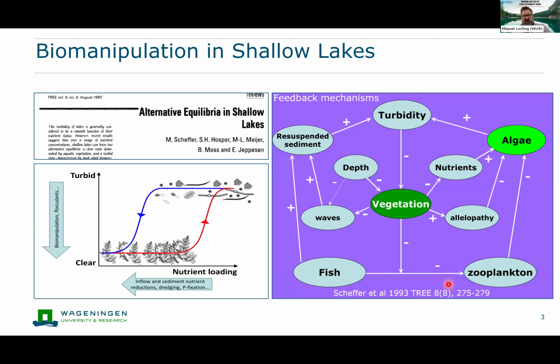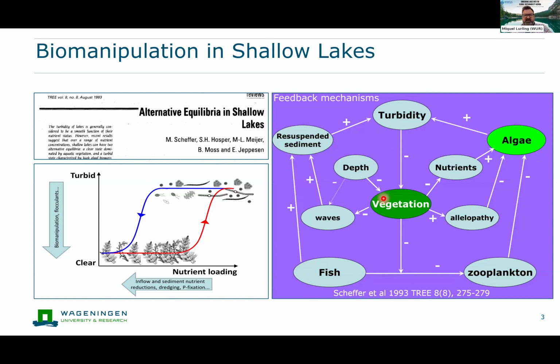Already 30 years ago, this diagram was presented, depicting the important role of fish: suspending sediment, feeding on zooplankton, and by doing so, helping the lake to maintain a turbid condition. One of the arrows, an important arrow in this feedback scheme, is missing. That's the one between sediment and nutrients. I'll come back to that.